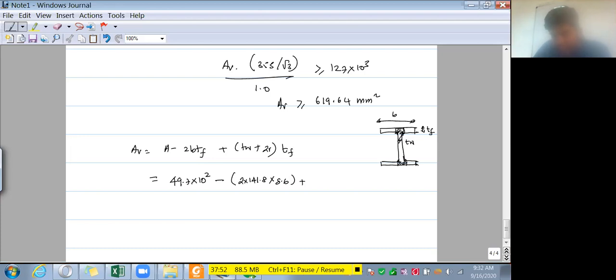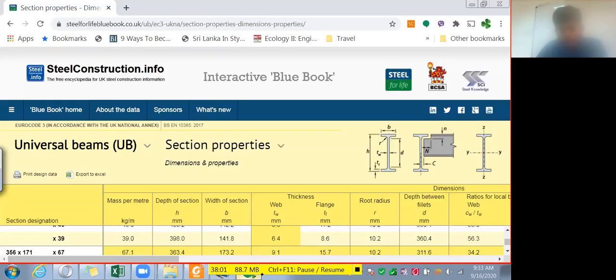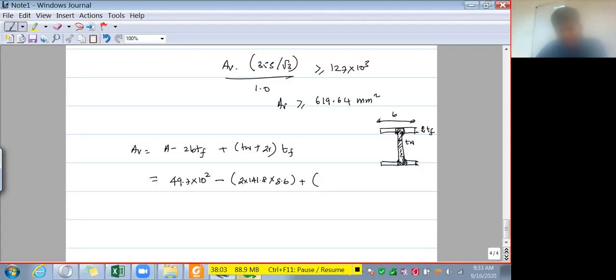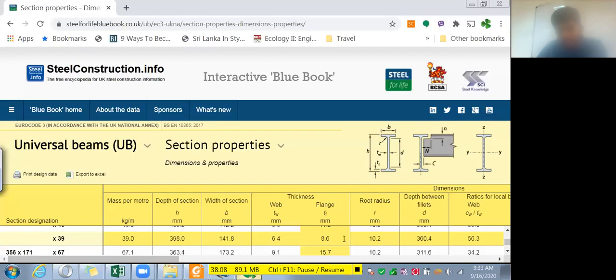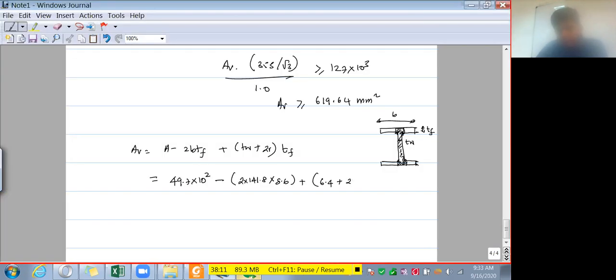So this is the shear area, the highlighted one. tw is 6.4 millimeter. 2r, where r is the root radius 10.2, so 2 into 10.2 is 20.4. tf, thickness of the flange, is 8.6. Now what is this area, Av?